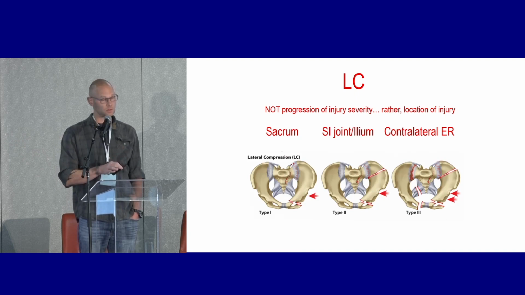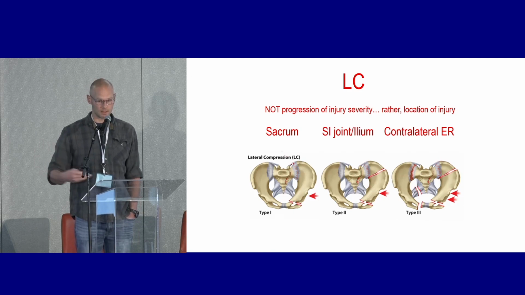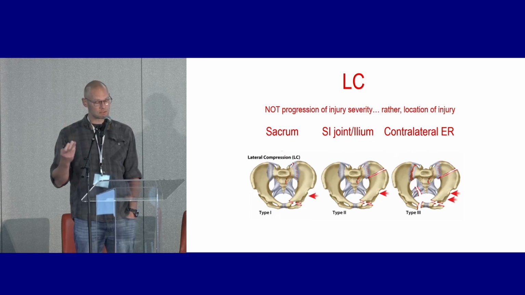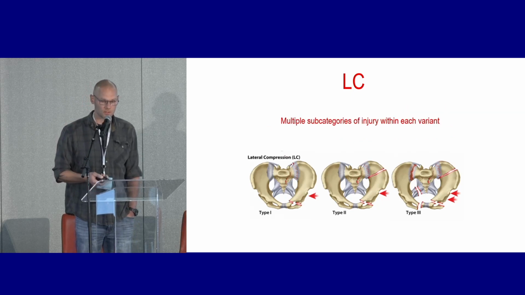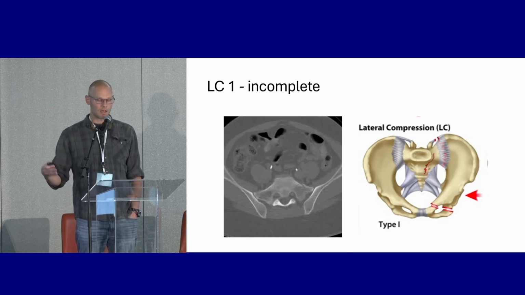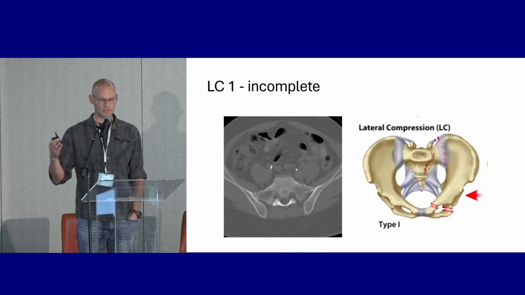So an LC1 is in the sacrum, an LC2 is in the ilium, and an LC3 is either a 1 or a 2 that then hits the other side and that side externally rotates. So it's quite different from an APC injury, but I still use this to think about pelvic stability. There's a bunch of subcategories for each of these. I don't want to make this too long, but let's start with the LC1s. Again, that means you get hit from the side, and the injury is in the sacrum. That's all the one is telling you, it's in the sacrum.